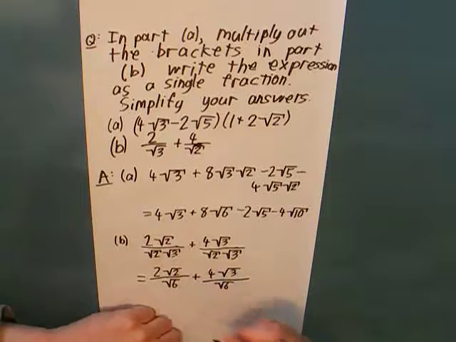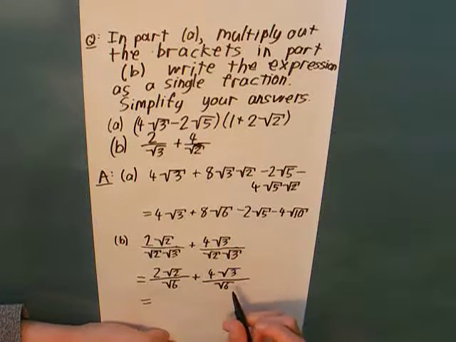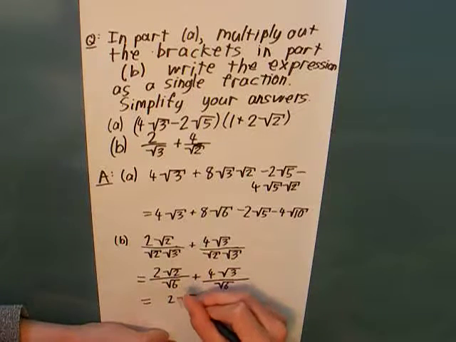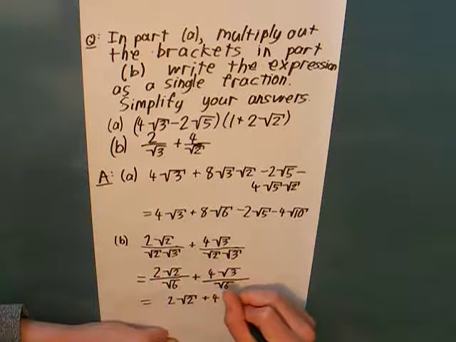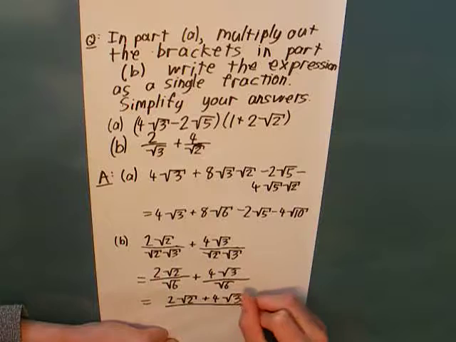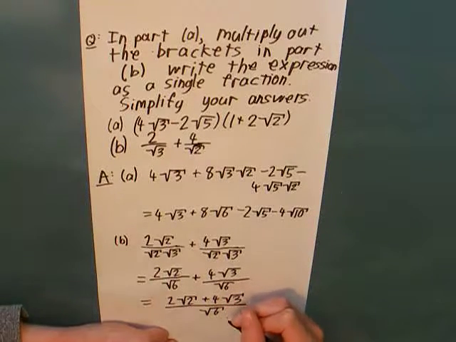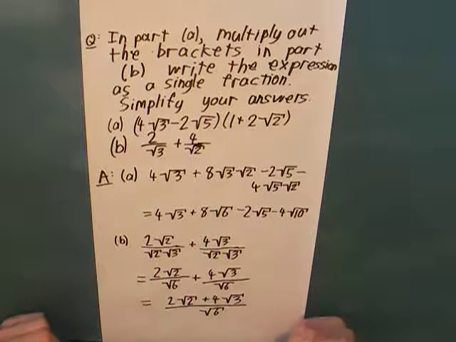Now, let's put an equals here. This comes out as just, now you've got a common denominator, this is just 2 root 2 plus 4 root 3 all over root 6. So that's the final answer. So that was how to manipulate surds. Thank you.